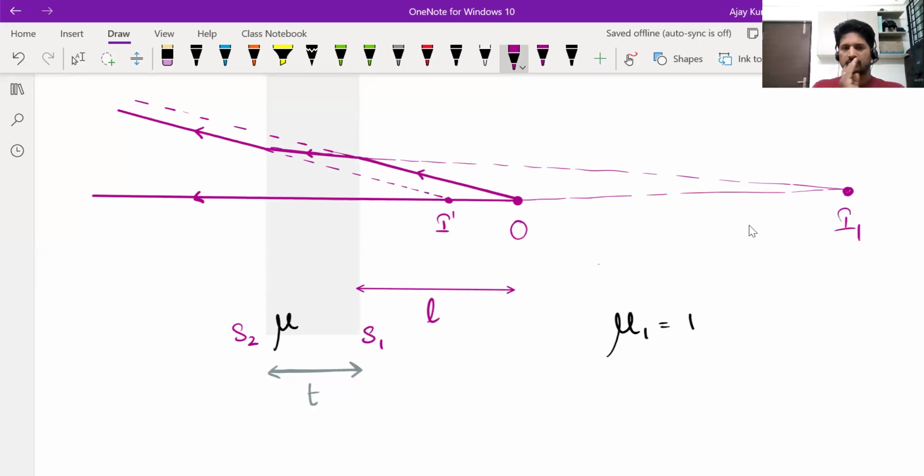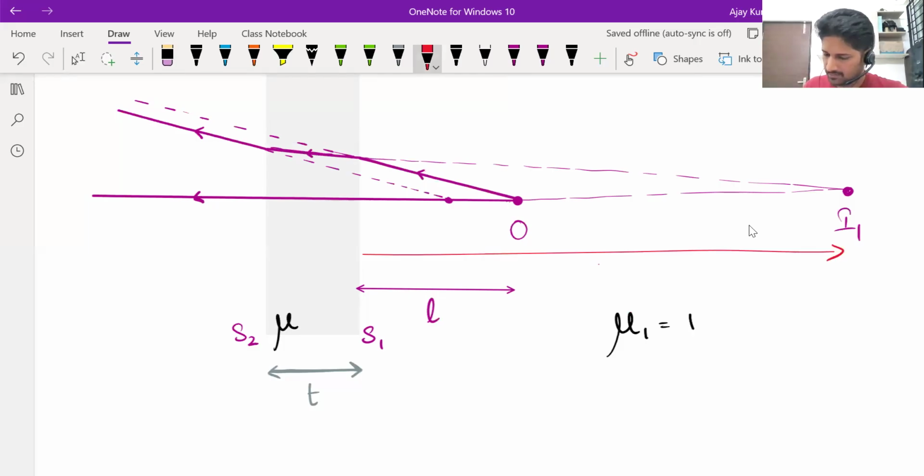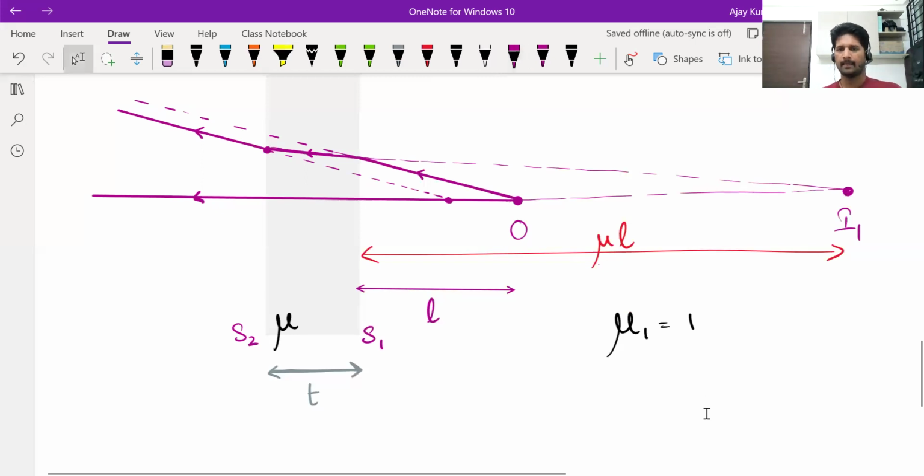So I1 will be treated as object for the second surface. Can one of you tell me, like we found that this distance is mu into L. But how far is I1 from the second surface? How far is I1 from surface S2? Rishi, just look at the diagram, tell me directly. Mu L plus T, sir. T plus mu L. Okay. That becomes the actual distance for the second refraction.